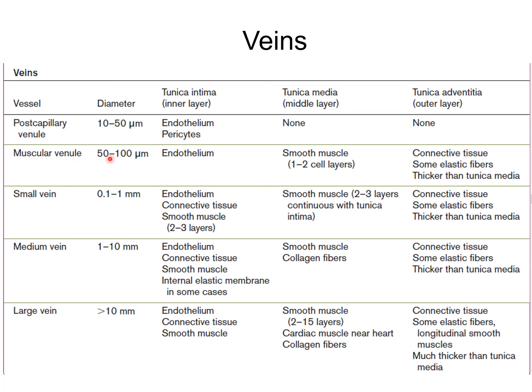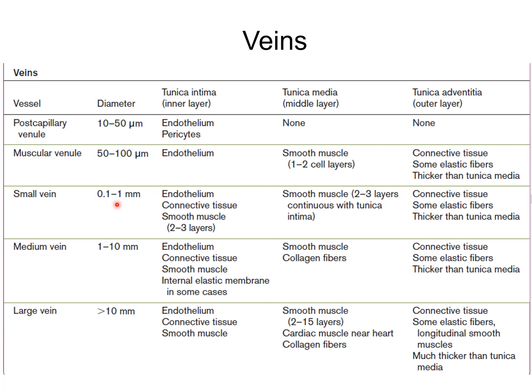Muscular venule is 50 to 100 micrometer in diameter. It has endothelium, smooth muscle 1 to 2 layers, and connective tissue, small amount of elastic fibers. Tunica adventitia is thicker than tunica media. To differentiate between arteriole and muscular venule, the differentiating point is the lumen. The lumen is larger in case of the muscular venule. In case of the arteriole, the lumen is smaller.